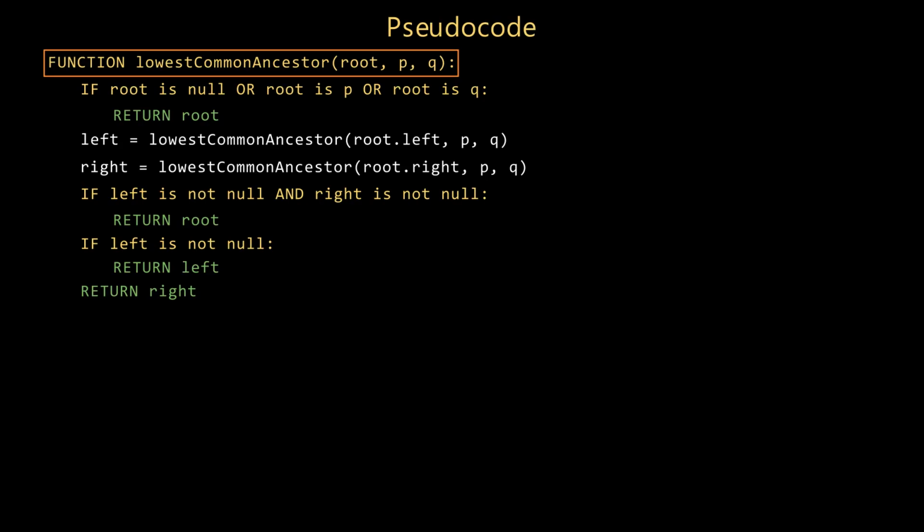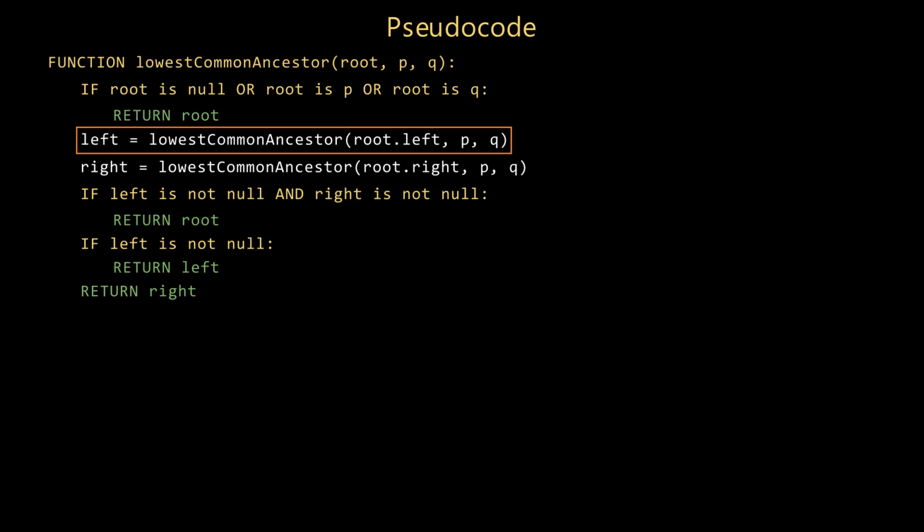Function lowest common ancestor, we receive the current subtree root and the two nodes p and q. If the root is null, or the root is p, or the root is q, we stop here. This is the base case. Return the root, one of the targets is already at this node, or the subtree is empty.